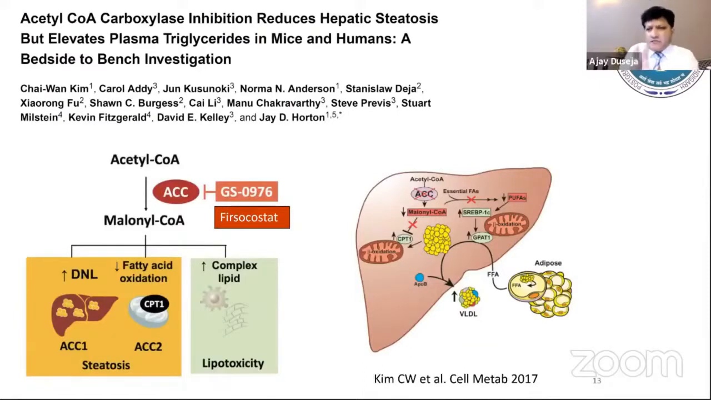One class of drugs, this is from Gilead. This was a molecule called GS-0976, and now this has been renamed as firsocostat.